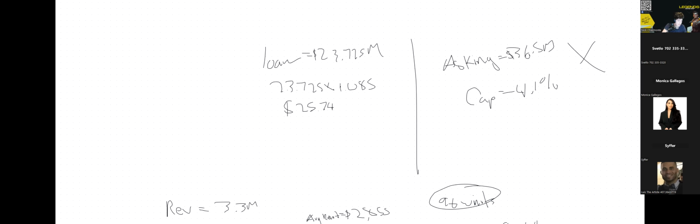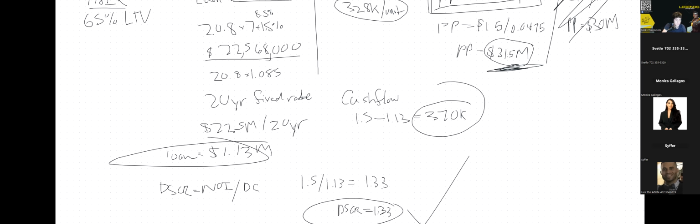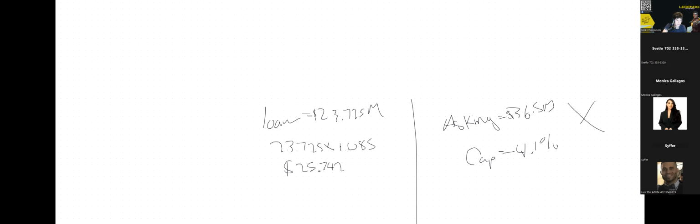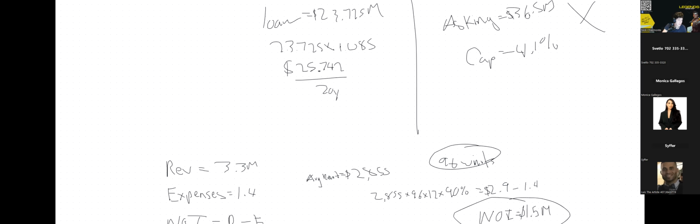Yep, perfect. Yeah, we round that up. 0.2 million. We can now check our DSCR. Actually, no, we have to divide it by the 20 years. So we get our yearly payment. What's our yearly debt payment? Yep, 1.29 million per year.